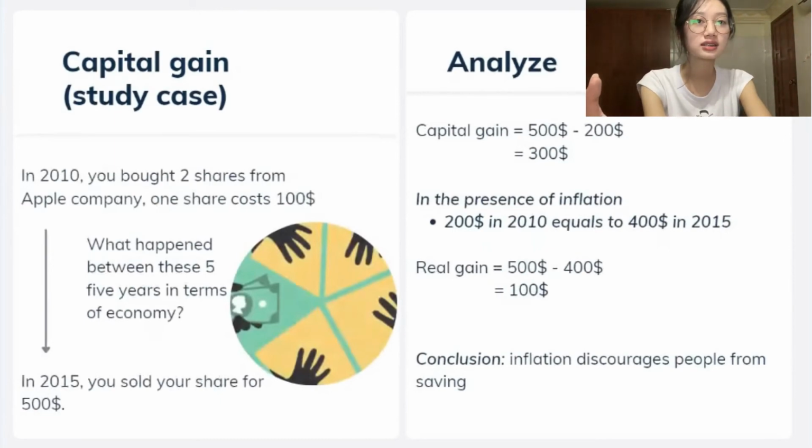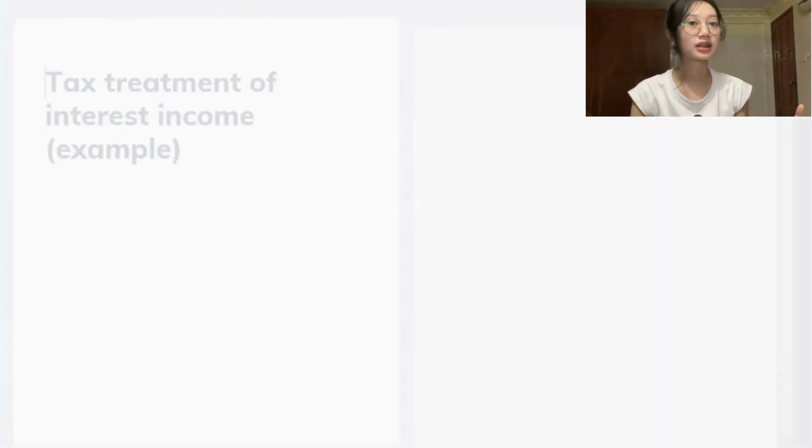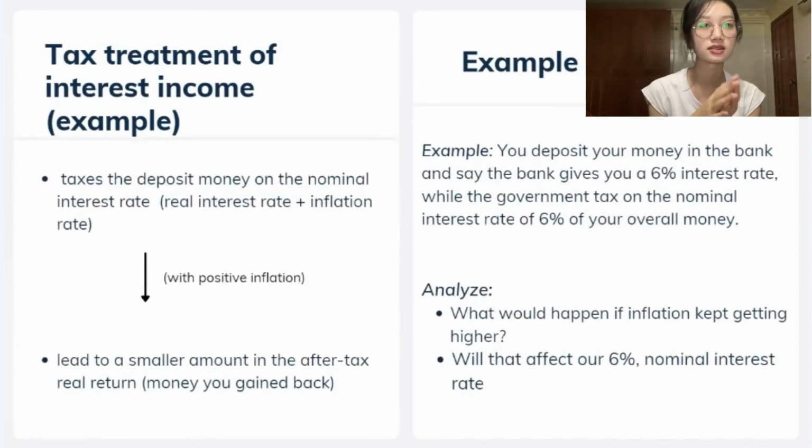And one more thing is that economists seem to ignore the effect of inflation when it comes to this type of income. As a result, it increases the tax burden on the saver and makes them want to save less.